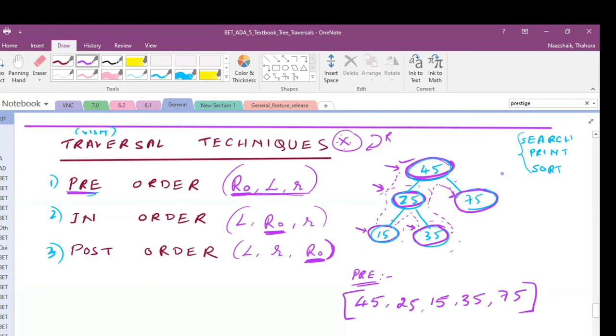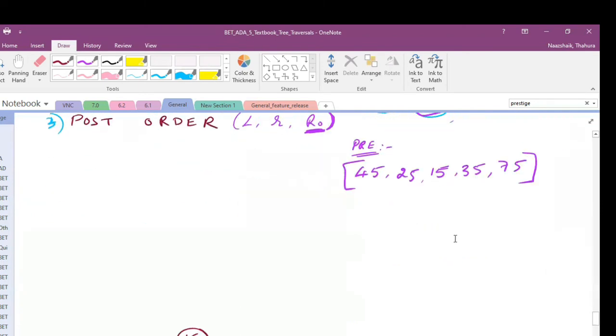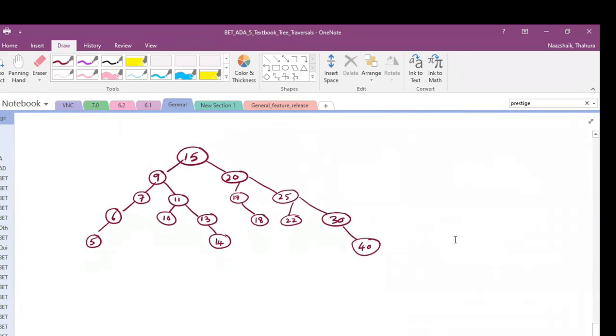Is it clear? What is preorder? No, confusing. Root, left, right. Okay, let's do one more example. This is a big example. Okay, let's see if you can follow me.